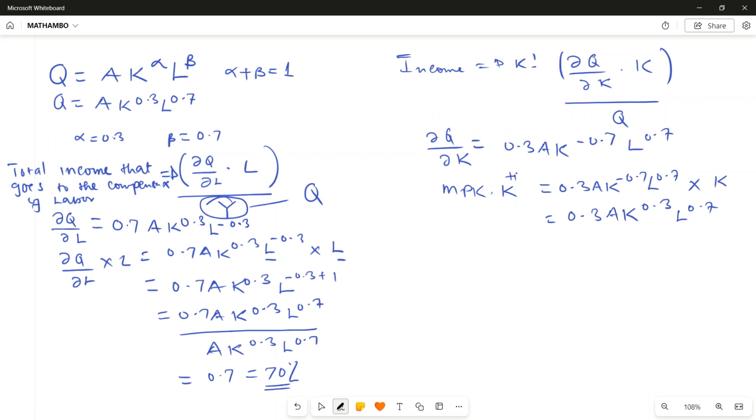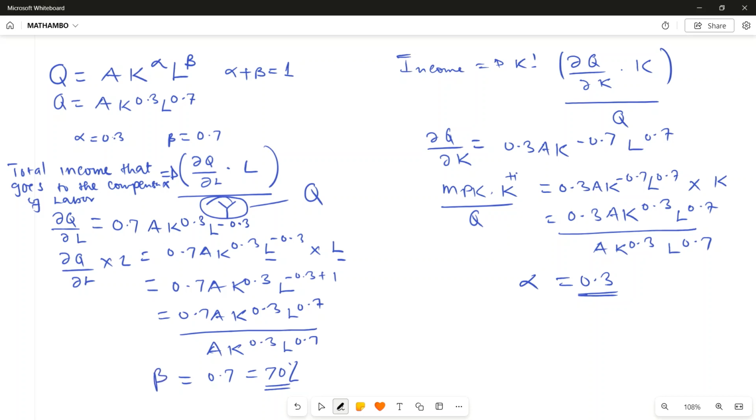We know that after doing this, we have to divide it by output q. So this will be divided by q, and our q is A capital to the power 0.3, labor to the power 0.7. Cancel out everything. This will give you 0.3 as your final answer, which is still the value of alpha, and the 0.7 is still the value of beta.